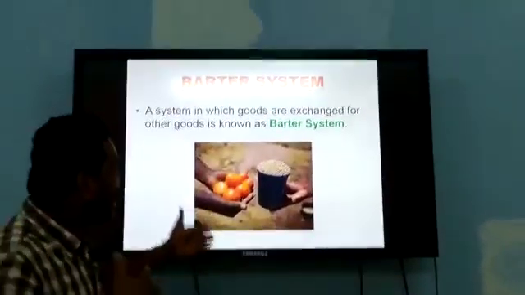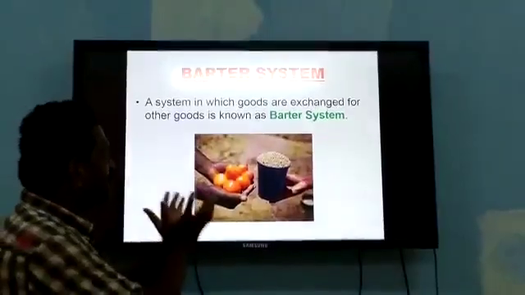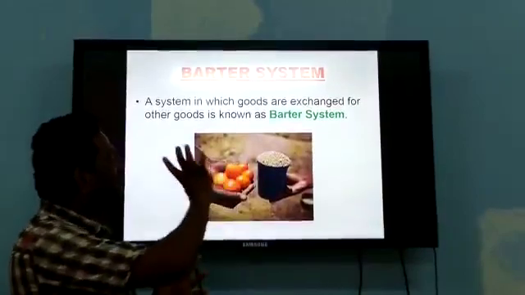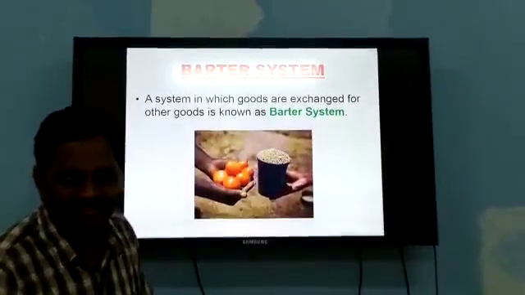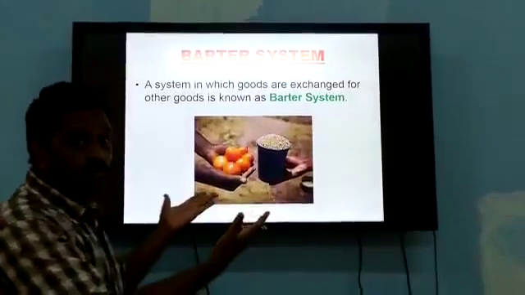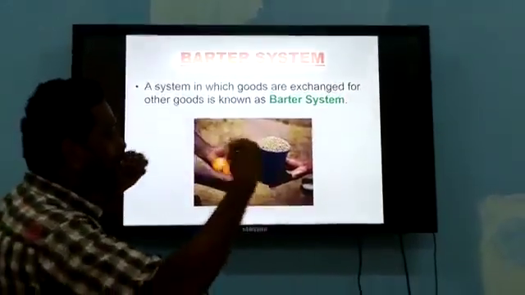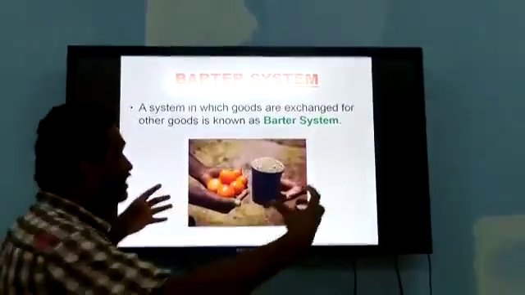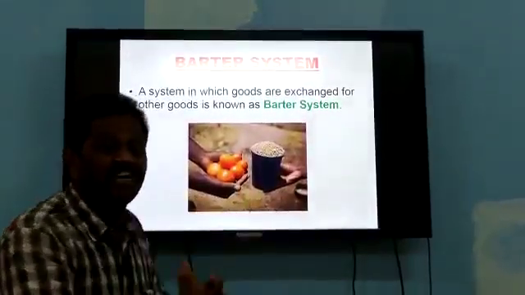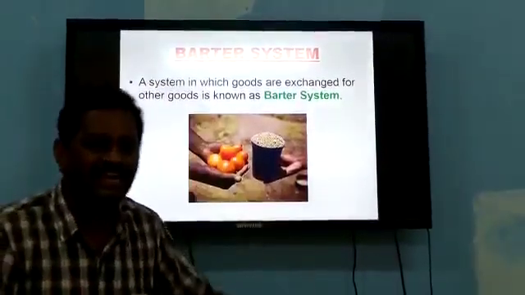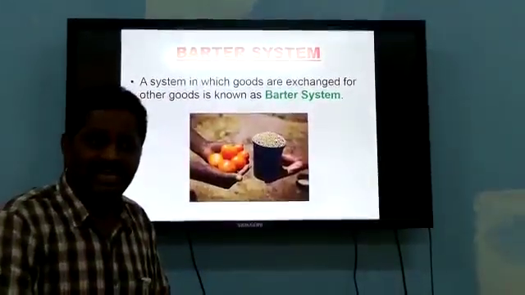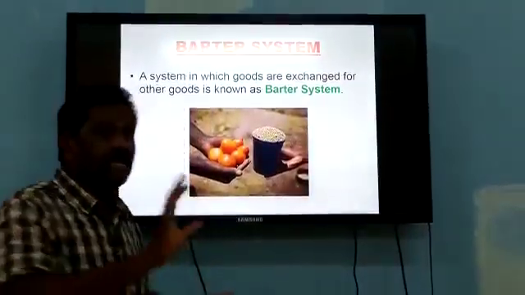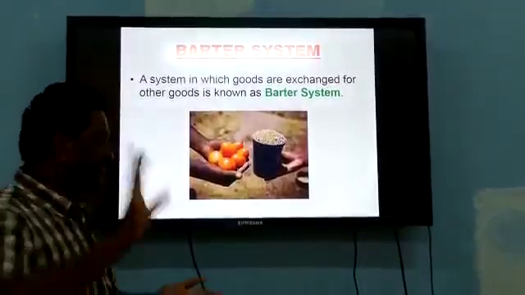So here what are they measuring? To measure, this much quantity of tomato is equal to that glass of grains. They are assessing. Is it correct or not? I don't know, but they are approximately assessing: yes, this is equal to this. So exchange of different goods took place in earlier days. There was no currency earlier. Even now in our villages, people get some goods by exchanging.